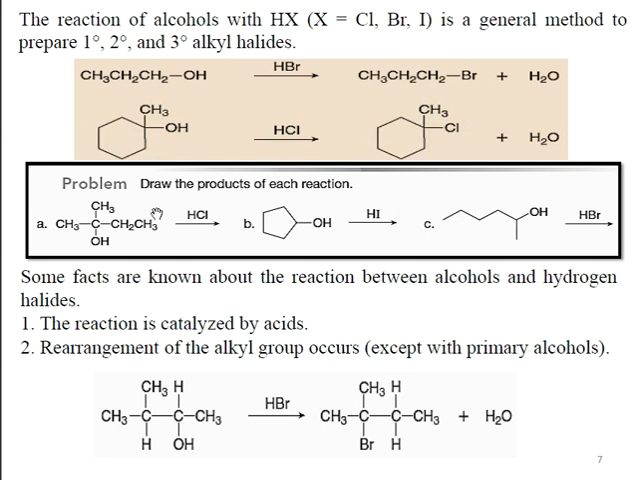Now this is homework. Draw the products of each reaction. This reaction with HCl gives what, and what is the product of this one? You have to write the product. Actually it is easy homework. Just replace the OH group with the halogen here, the OH with I, and the OH with Br, and this will be the right answer for these three questions.